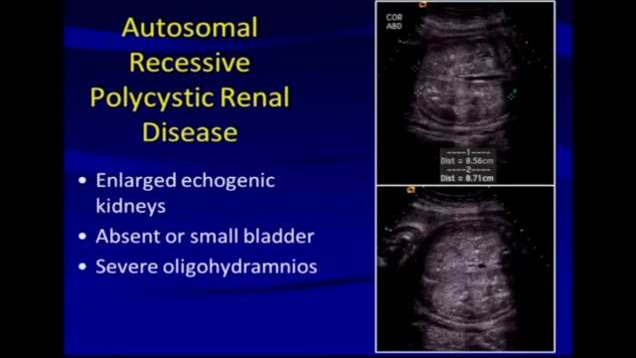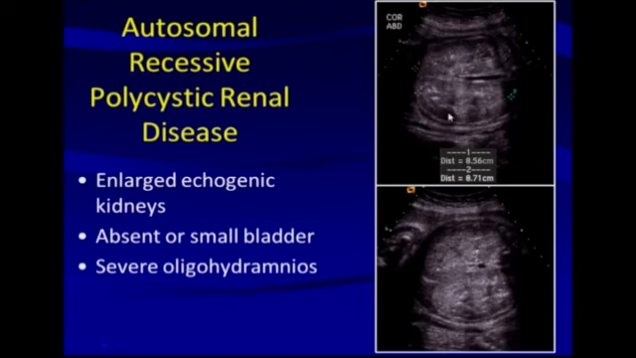And what does this look like on ultrasound? While there is cystic dilatation of the tubules, we actually do not see these cysts prenatally. What we do see are these very, very large echogenic kidneys. And the echogenicity are the interfaces between these tiny little cysts within the tubules.